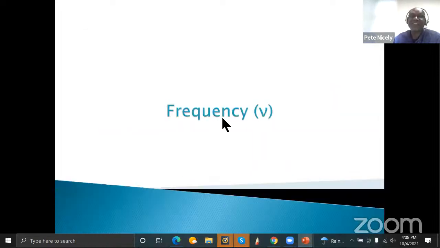Another important feature is known as the frequency. And as you can see here, it's represented by this Greek symbol. Now it looks like a V, but it's actually the Greek letter nu. And I will also say that in some textbooks, they simply use the letter F to represent the frequency. So you can use the letter F, or you can use this symbol, which is nu, to represent the frequency.